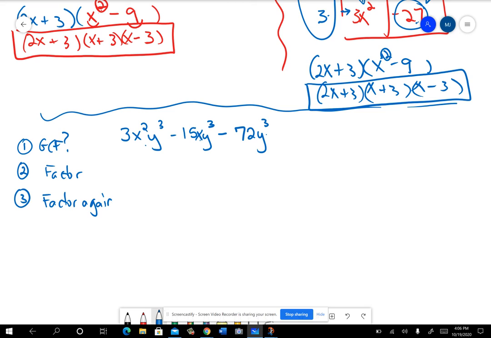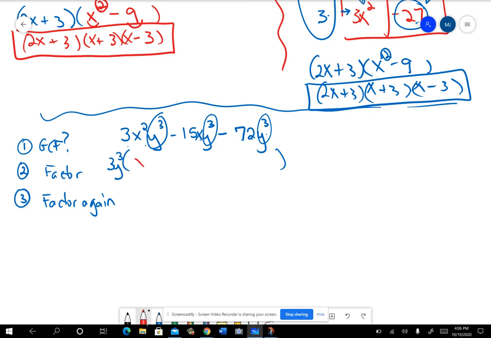Okay? So when I look at this, what jumps out at me right off the bat is the y to the third. See how it's common all the way through? And then 3 would go into 15, and if you tried dividing it into 72, it would go into the 72 as well. So that means you can take out a 3y to the third out of all of that.